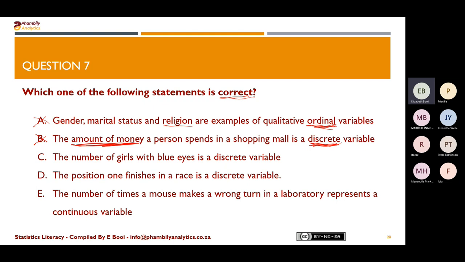The number of girls with blue eyes is discrete. Correct, because you're going to be counting them, 1, 2, 3, 4, 5, until you finish counting all the girls with blue eyes. So this is correct. The position one finishes in a race is a discrete variable. No. I think with this question, we have two correct answers.